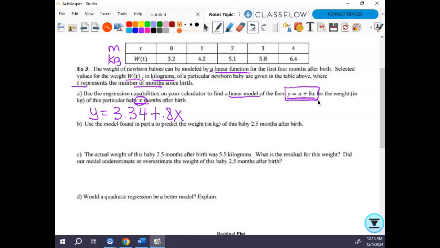All right, and this is, again, technically y hat. If you don't put the little hat on it, it's not the end of the world, but I'm going to continue to do that because I just think it makes things make more sense in the long run. Everybody good on that? Easy enough? Yes? Okay, so then it says to use the model found in part A to predict the weight of this baby 2.5 months after birth.